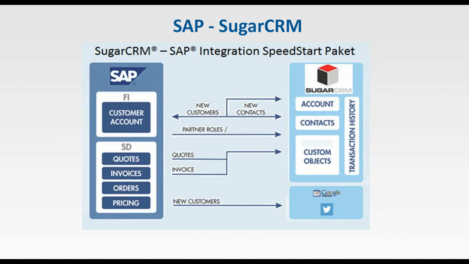So as you can see, there's partner roles, customers, quotes, invoices, new customers going right from SAP to SugarCRM, and we have some integration with Google Calendar and Twitter as well. So when you have some new customers and you want to add a new calendar for a meeting or something like that, we can do that as well. And we can pass some new account information through your Twitter feed as well. So if you win a new customer in SAP, you can tweet, hey guys, we got a new customer, please welcome them aboard, and those kinds of things.